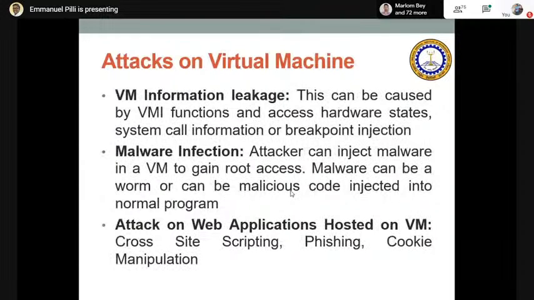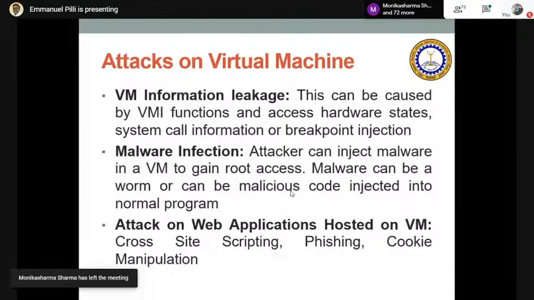Then there is information leakage, with a lot of VMI functions. You can have virtual machine introspection, or virtual machine information leakage functions, and you can have system call information or breakpoint injection. All these are possible, and you can collect information about a particular VM. Similarly, in a malware infection, an attacker can inject malware into a virtual machine to gain root access. Malware infection is a common network security attack, which is also possible on virtual machines.